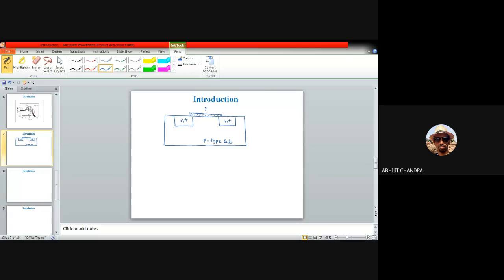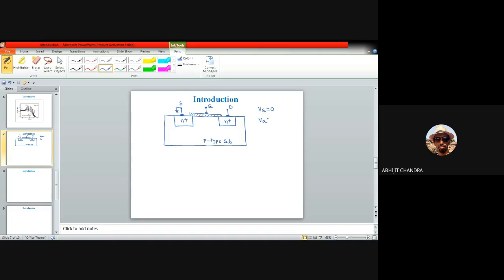And suppose the gate connection is taken from this terminal. So we do have a metal contact. Here also we do have a metal contact. So this is the source, S, and this is the drain. So initially what happens? Suppose let us assume that the source is grounded, and initially when VG is equal to zero, there is no channel beneath this oxide layer, the silicon dioxide layer. There is no channel.